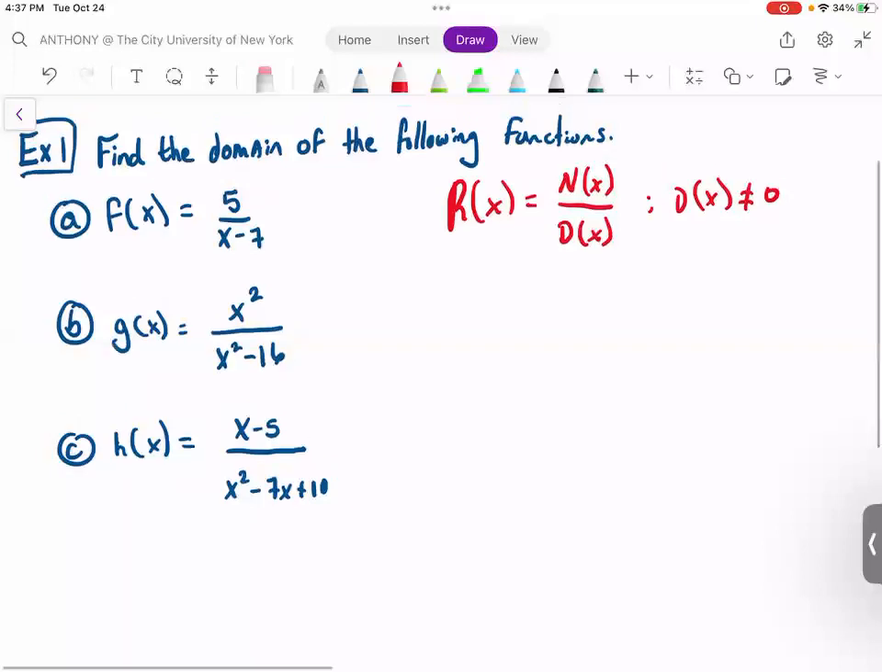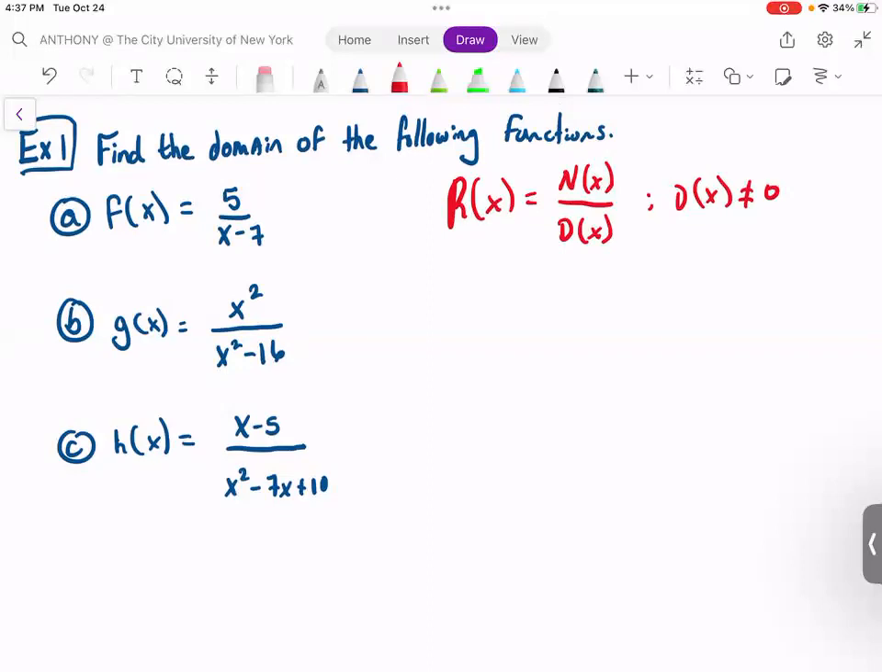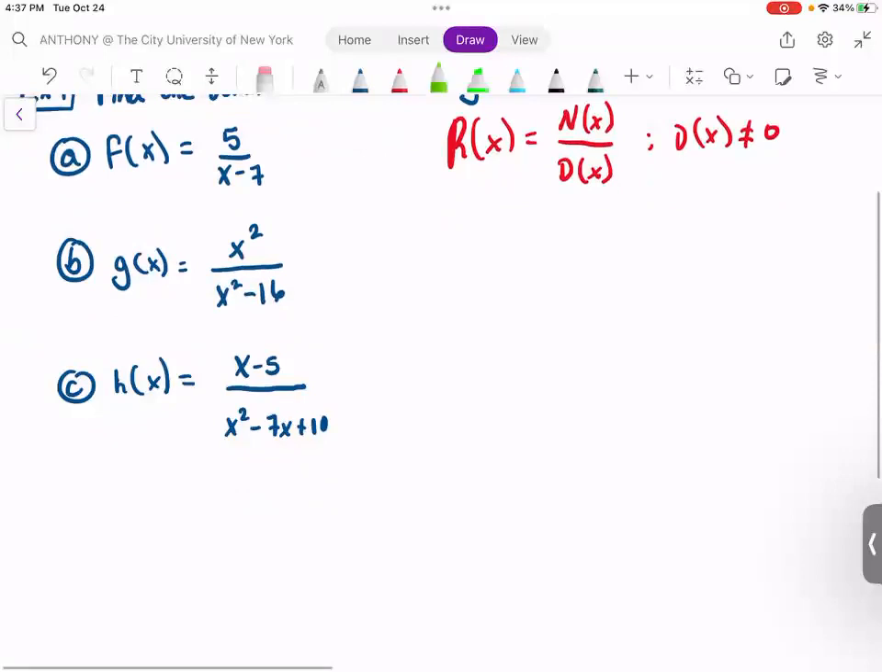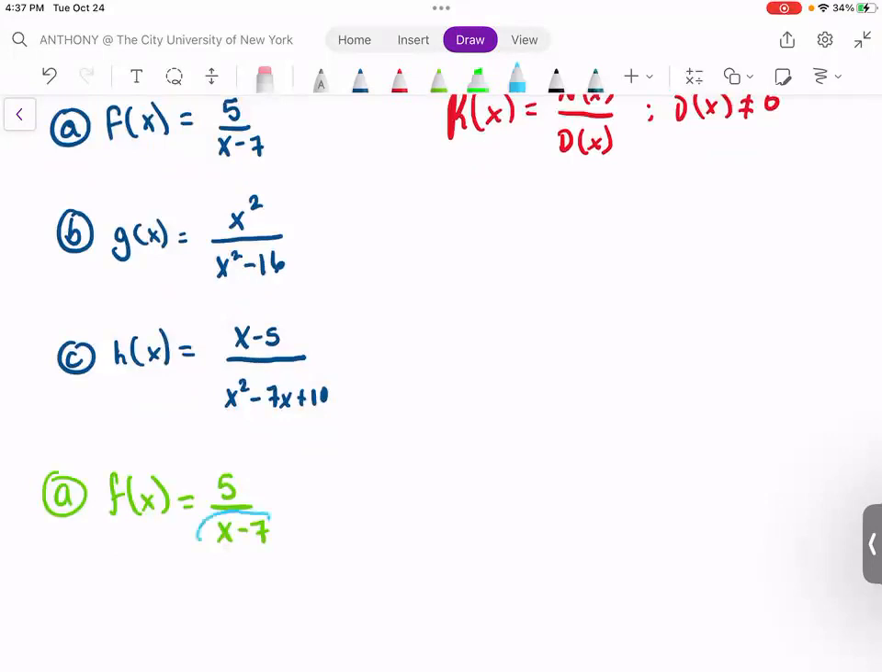Okay? So to figure out the domain of each of your functions, first find those problematic inputs. Set those denominators equal to 0 and solve for x. For example, in part A, when we have f of x equals 5 over x minus 7, if you just look at your denominator, you can do this intuitively. What value of x makes that bottom 0? Think about the equation: x minus 7 equals 0. What would x be equal to? 7. X is equal to 7. So this function is valid for all real numbers except 7.